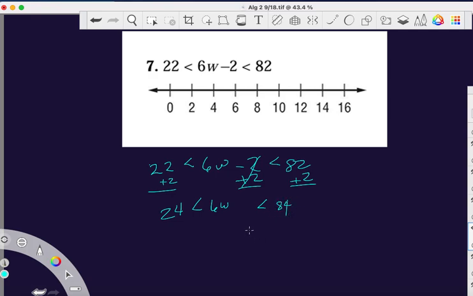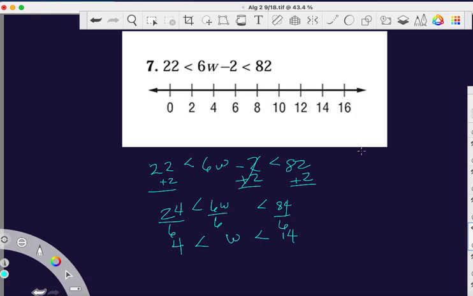Cool? So we divide by 6 all the way around, and the symbol stays the same, because we haven't divided by a negative, right? So we can leave these alone. And we definitely have an "and" because they're facing in the same direction. So W is greater than 4, and less than 14. We got 14? Yeah. All right.